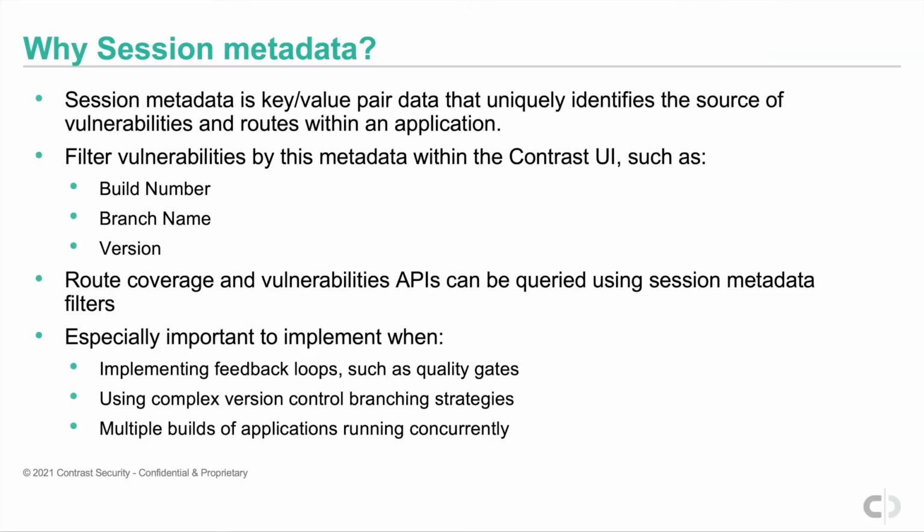Let's go ahead and define what session metadata is. Session metadata is a list of key value pairs that uniquely identifies the source of vulnerabilities and route coverage information from within an application. Unlike application metadata, session metadata is usually used for metadata that changes between builds or runs. It allows filtering of vulnerabilities by this metadata within the Contrast UI, such as by the build number, the branch name, or the application version. You can also use this metadata to query the Contrast route coverage and vulnerability APIs.